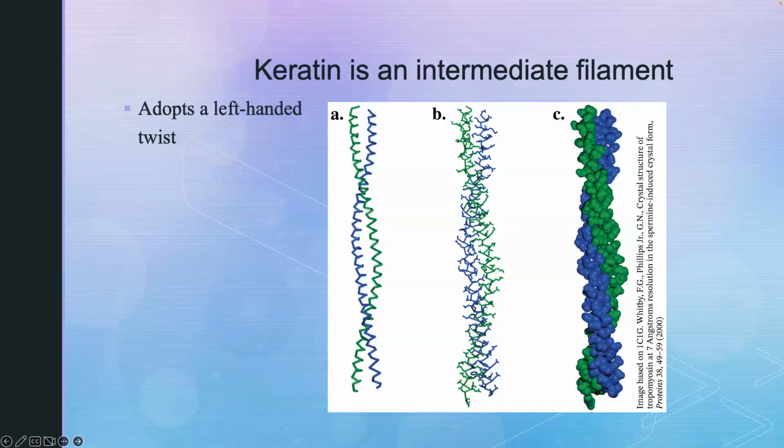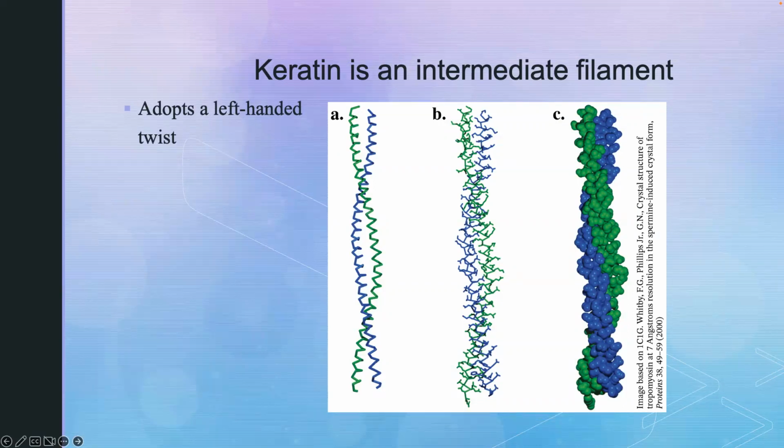So this is showing an intermediate filament, specifically keratin. And so intermediate filaments are exclusively structural proteins. Again, we can talk about keratin, which is going to be in our hair, nails, and horns. I don't know if you have horns, but my husband says I do.